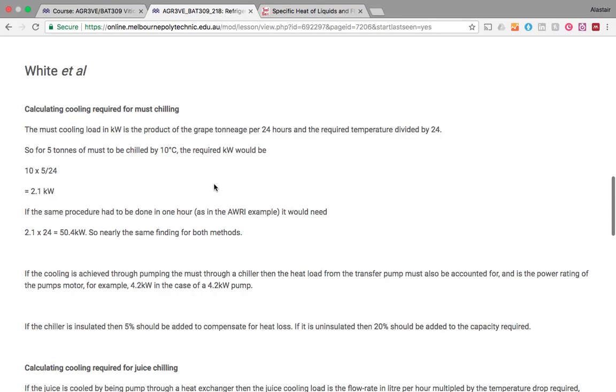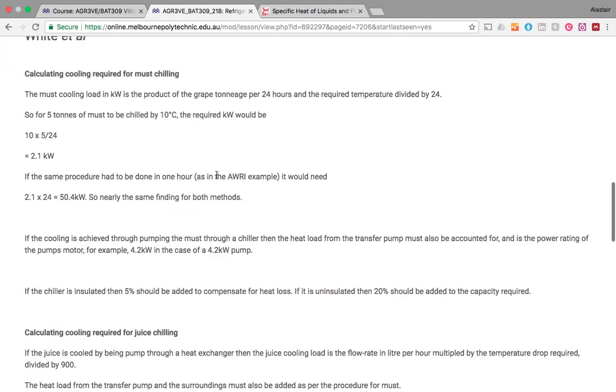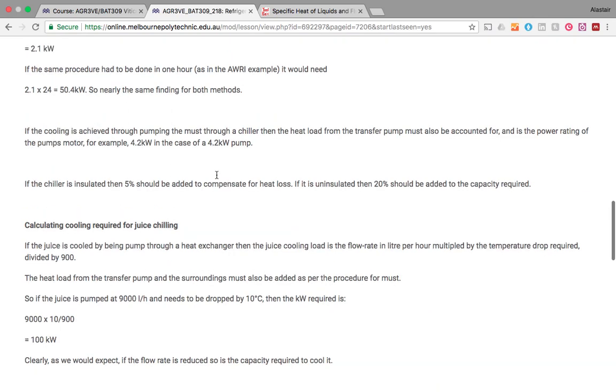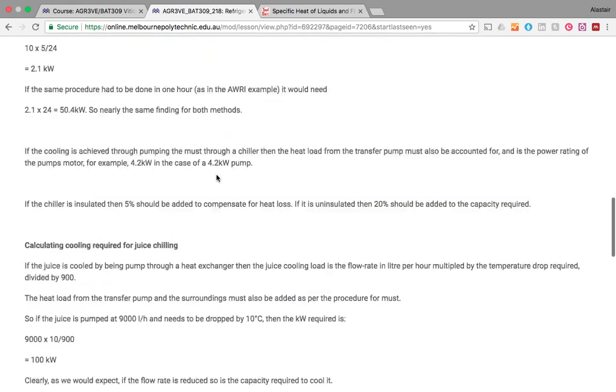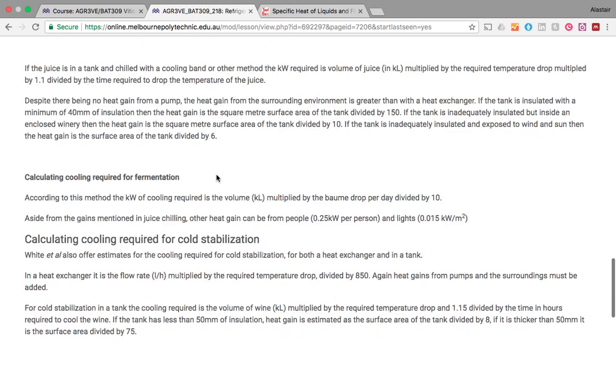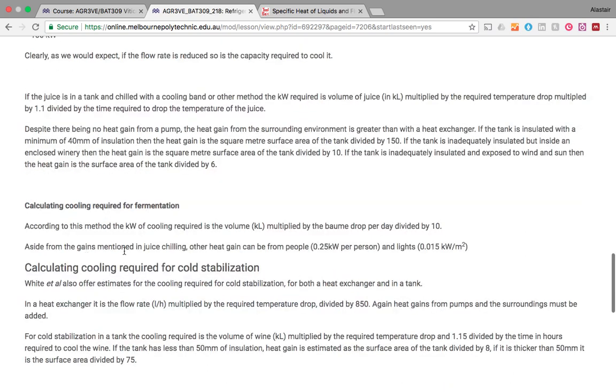We'll go back to our notes. What else do we need? All right, according to this method, the kilowatts of cooling required is the volume in kilolitres. We've got that already. It's the same as meters cubed, multiplied by the Baumé drop per day divided by 10. That's easy. Then it says, aside from gains mentioned in juice chilling, let's have a look. We'll have a look at that in a minute.